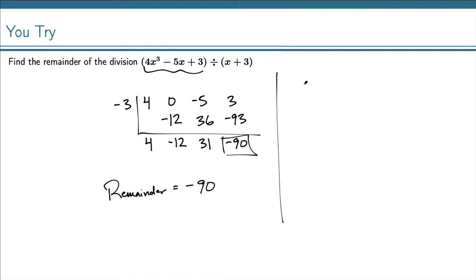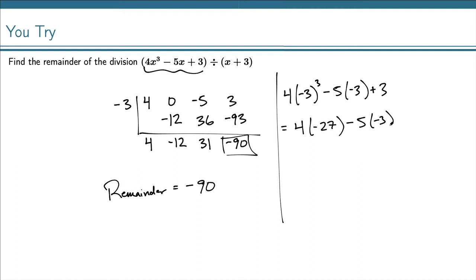Oops, not a negative, just 4. 4 times a negative 3 cubed minus 5 times negative 3 plus 3. Okay, that's 4 times a negative 27 for that one, right? And then we can go ahead and do our multiplication. 4 times negative 27 is negative 108. Negative 5 times negative 3 is positive 15, and then plus 3. All right, and if you do this, negative 108 plus 15 is negative 93, plus 3 is negative 90.